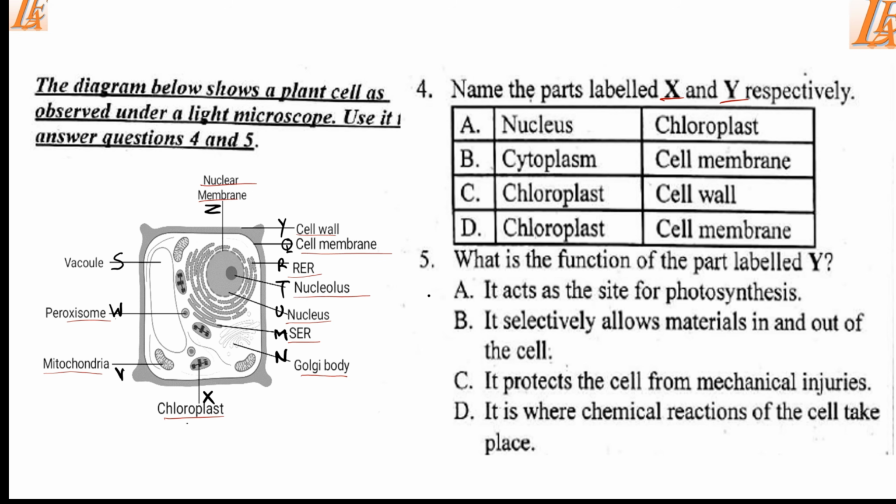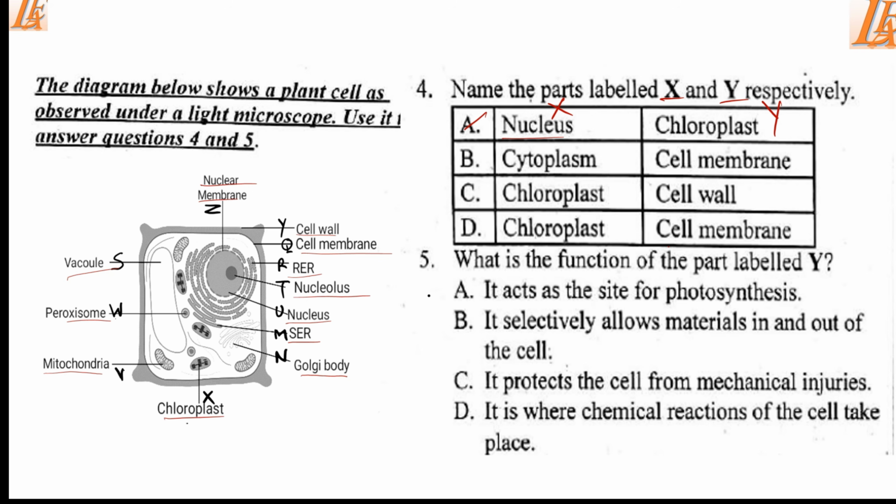And then we have the part labeled S, which is a vacuole. So the question is asking, we name the part labeled X and Y respectively. So this part here should contain an answer for X, and then this one should contain an answer for Y. So X is a nucleus? In this case, no. X is a chloroplast.